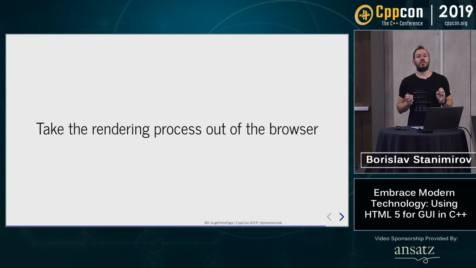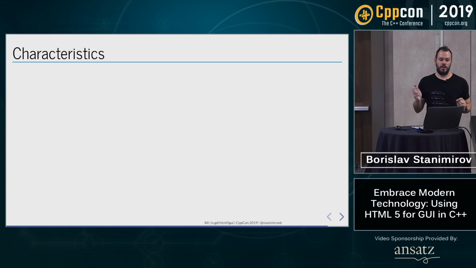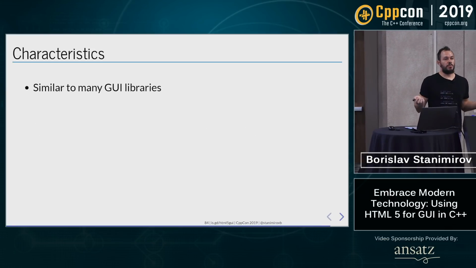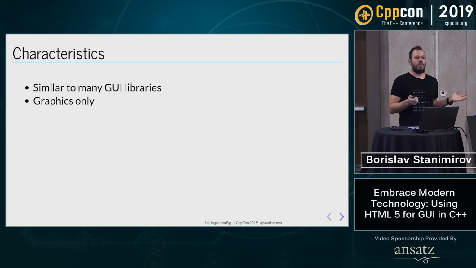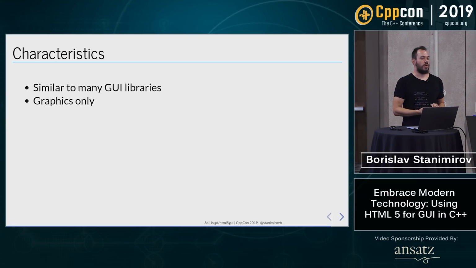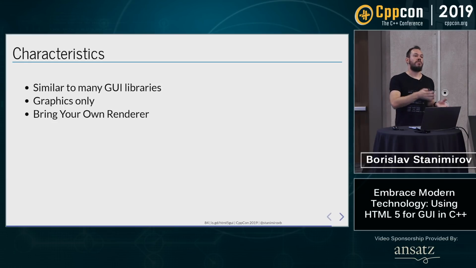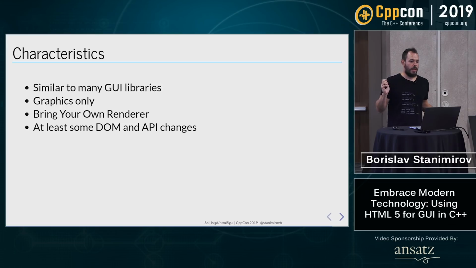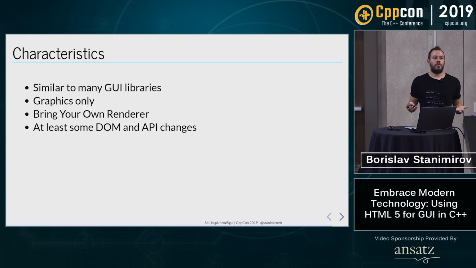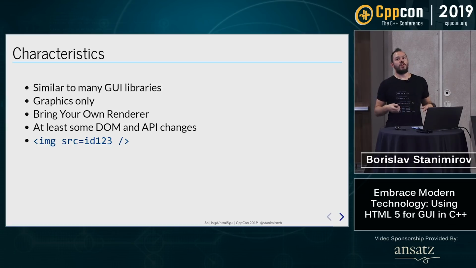Basically, we're taking the renderer process out of the browser and using it alone as a library. Such libraries would have similar characteristics. They'll be similar to many existing GUI libraries. They'll be graphics only, so without the browser, we don't have the input, we don't have the networking, we probably don't have sound too, because it's rendering only. And they will allow you in some way to bring your own renderer. So they'll produce some kind of primitives that you will need to present on the screen on your own. And there are at least some DOM and API changes. For example, since there's no networking, obviously there's no WebSocket in those custom HTML renderers. And they have their own custom ways of dealing with their application. This is not valid HTML, but it's valid for certain libraries. This could be like a texture from your game that could be displayed in the browser UI.